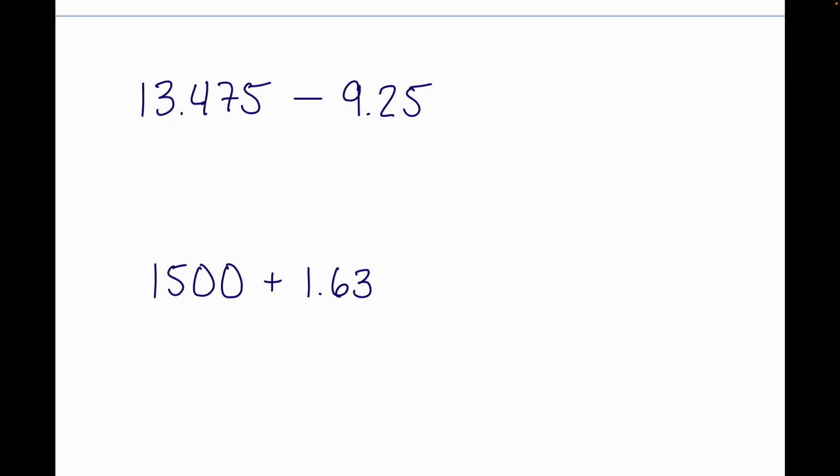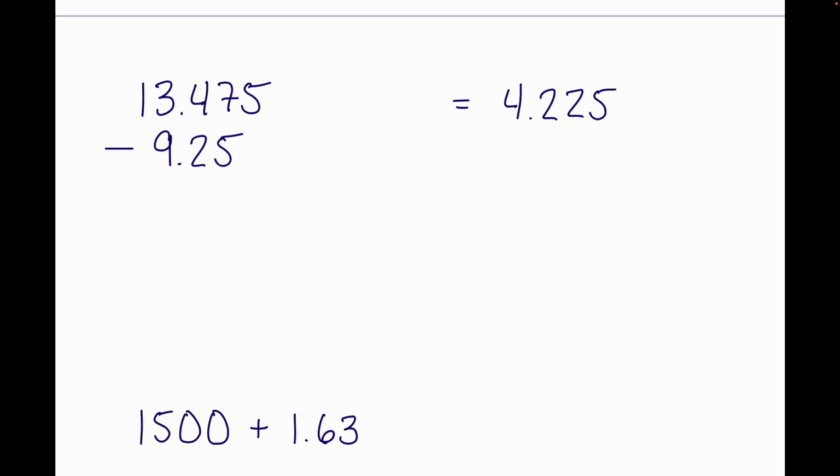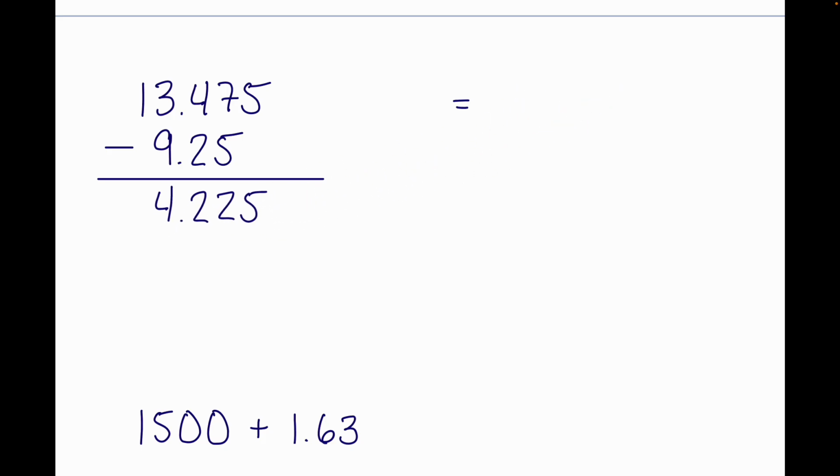So step one, I'm going to do the math, punch this into my calculator. I get 4.225. All right, but now that I'm going to do my sig figs, I'm going to rearrange in such a way that I line everything up at the decimal, so that all the ones are in the ones column, tenths in the tenths column, etc. Boom.